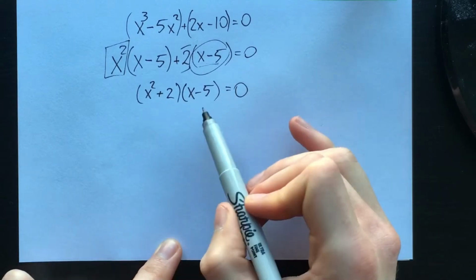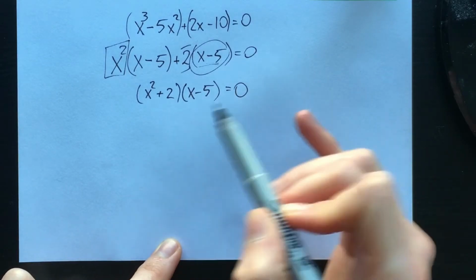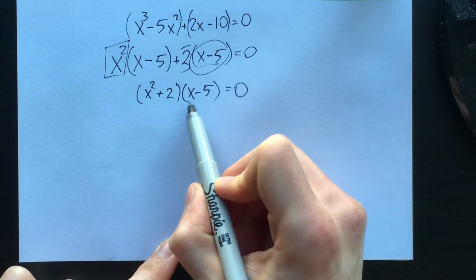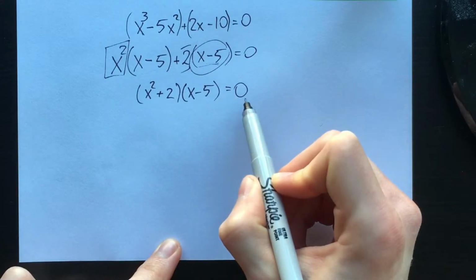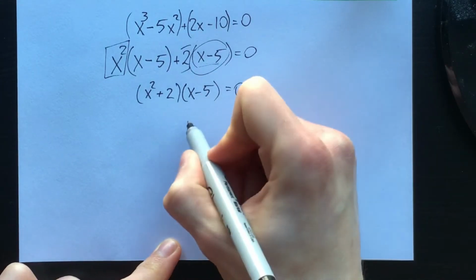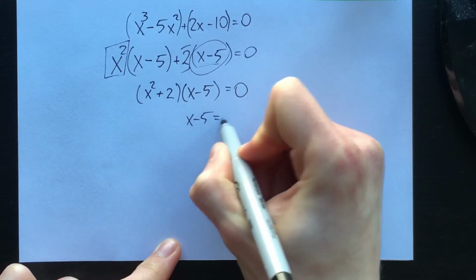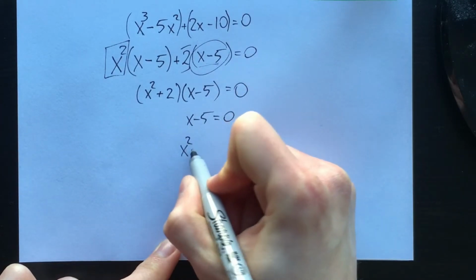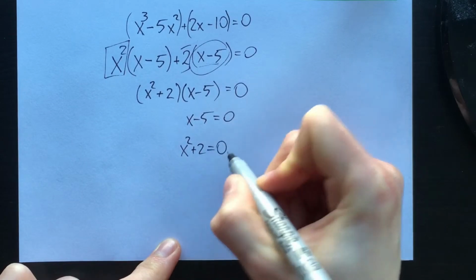So now that we've factored it, we continue to solve it just like we would a regular quadratic. We just set each individual factor equal to 0. So that'll be x minus 5 equal to 0, and x squared plus 2 equal to 0.